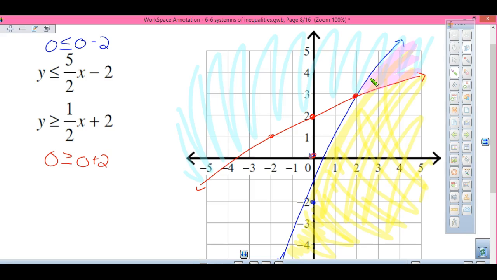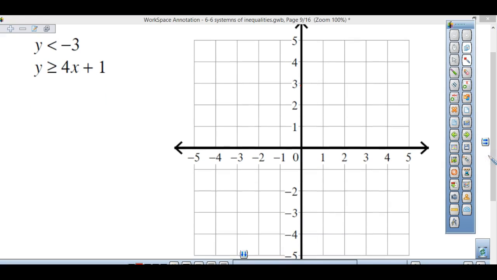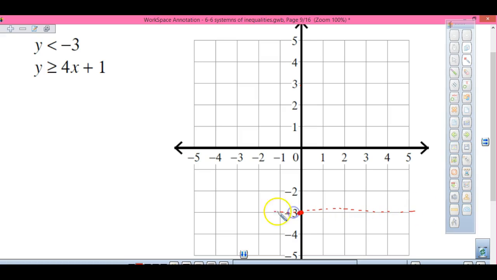All right, so this guy, y is less than negative 3. Horizontal or vertical? Horizontal, always opposite of the axis. Oh, shoot, it's supposed to be negative, so negative 3. Okay, dashed or solid? So a dashed line.